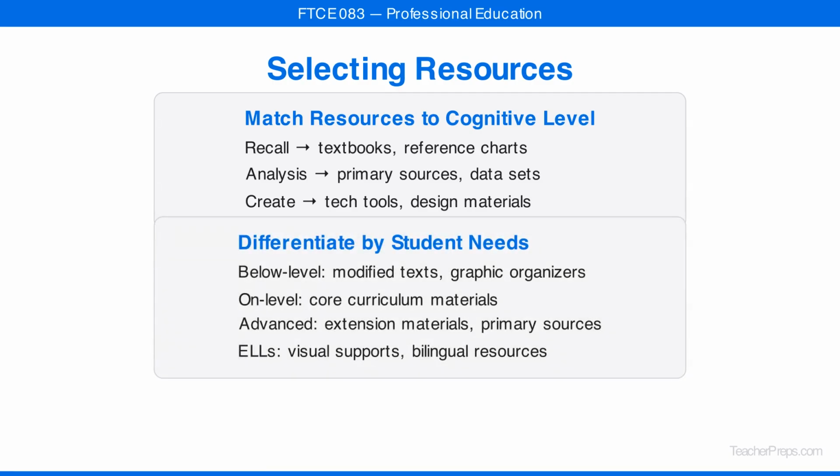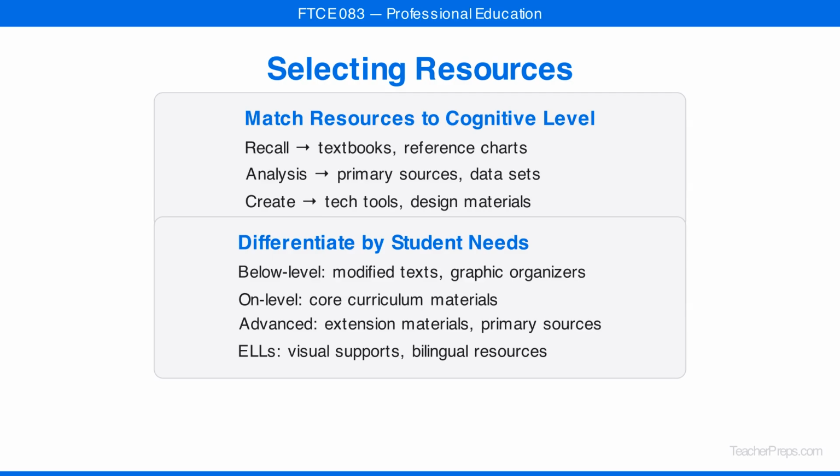Beyond matching the cognitive level, you also differentiate resources for varying performance levels. Below-grade level readers might need modified texts with simpler vocabulary, graphic organizers, or visual supports. On-level students use the core curriculum materials.